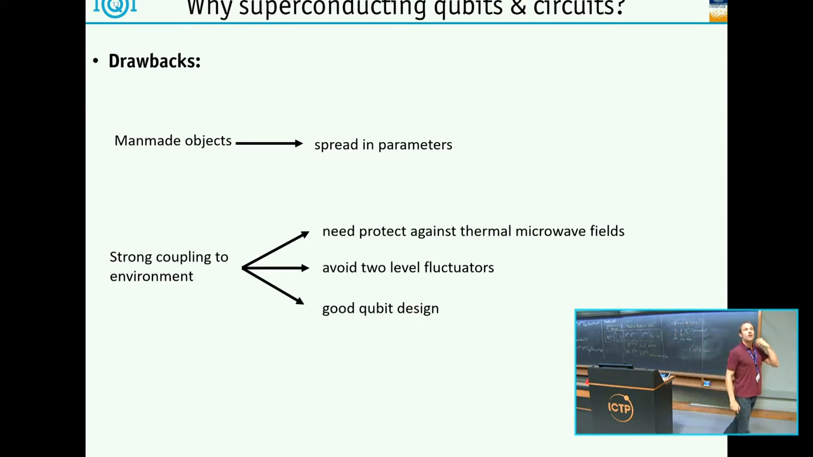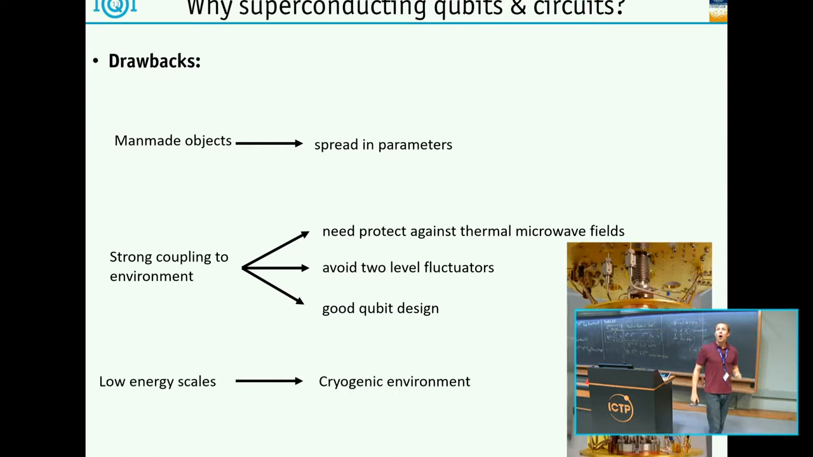I said we have very strong coupling because we can engineer that dipole moment, so this is actually great. But it's also a disadvantage, because I have to be careful that my qubit only couples to the things I want it to couple to. So I need to protect it against thermal microwave fields and other radiation. I have to avoid two-level fluctuators, which is essentially dirt on surfaces. We'll talk about that a little bit. So I also need a very good qubit design to make sure all of this works. What it also means is, I told you, typical energy scales are somewhere in the gigahertz range. So if you think about that in terms of energy, we have to go pretty cold to get our system into the ground state. Typically, that means cryogenic environments and something like 20 millikelvin temperatures.